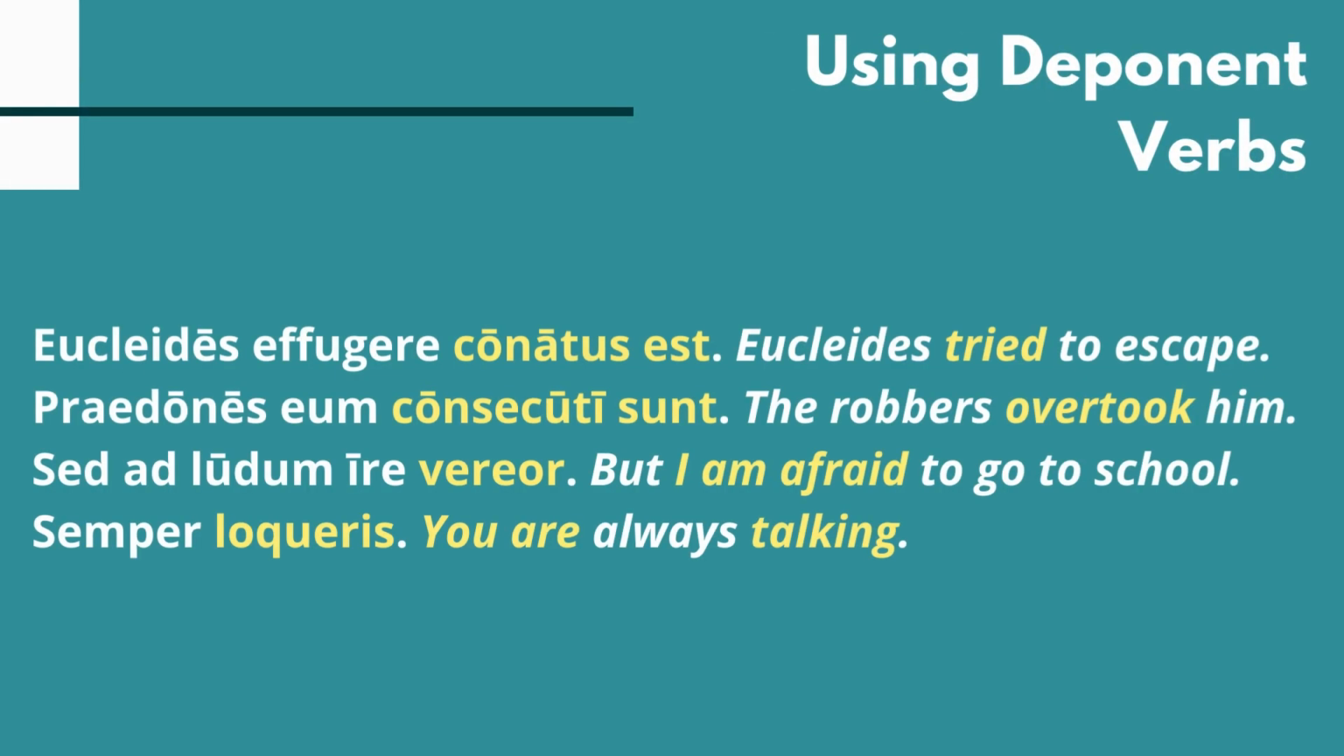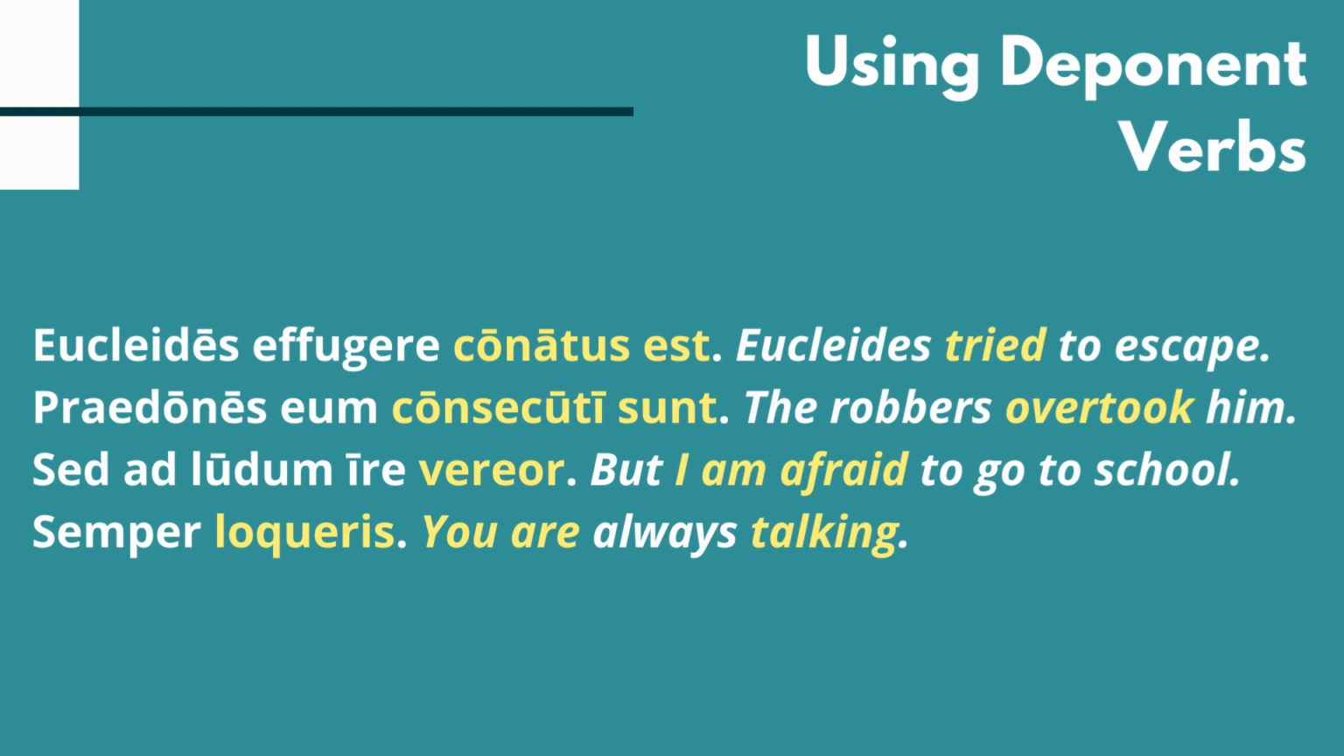Okay, so let's look at an example. You have Euclides effugere conatus est, right? This means Euclides tried to escape. Conatus est is the deponent verb. And you look at it and you're like, wait a minute, Mr. C, I recognize that's a participle form, conatus, right? With the verb to be after it.